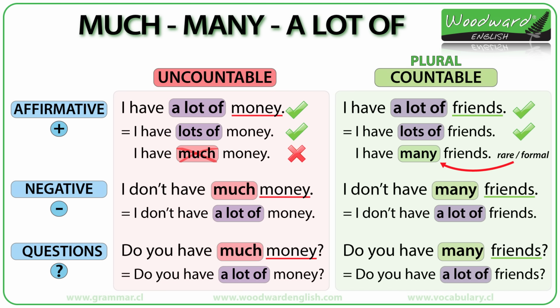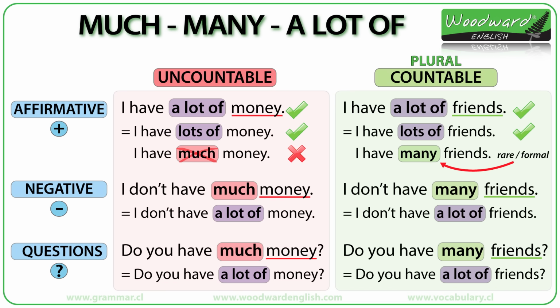Let's look at plural countable nouns. With affirmative statements, you can say, I have a lot of friends, or I have lots of friends. They both mean the same thing, though the second one, lots of friends, is more informal than the first. Now, you may hear, I have many friends, though it is not common and is considered formal. We almost always use a lot of or lots of with affirmative statements.